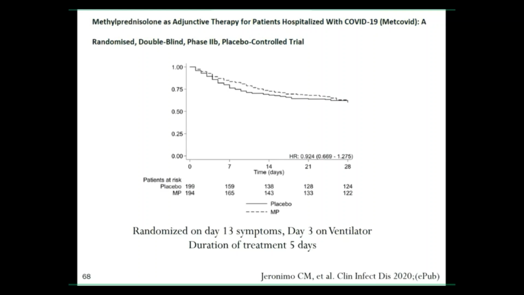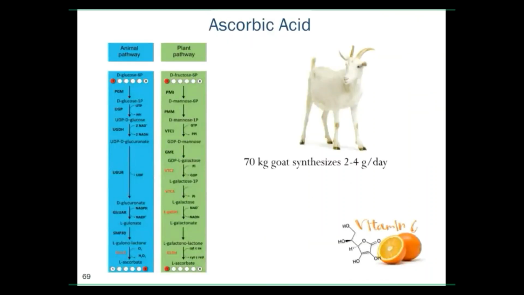They stopped treatment on the 5th day. So if you design a bad study that's destined to fail, it will fail. We're briefly going to talk about ascorbic acid. All species on this planet except humans and guinea pigs make vitamin C. It's an important hormone and stress hormone.